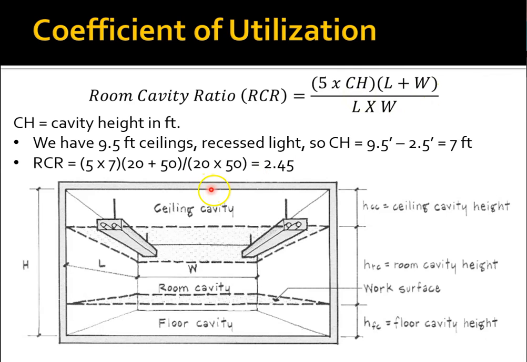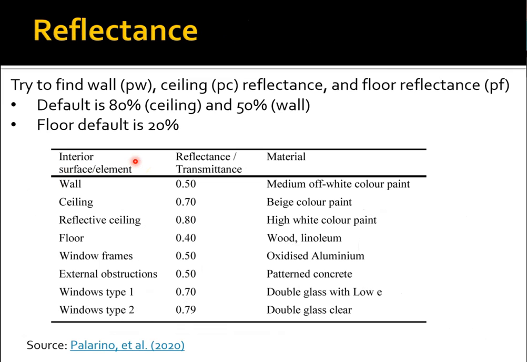20 by 50. So we plug it in, and we get 2.45. Okay, easy math once you can figure it out. All right, so that's our RCR is 2.45. So remember that. So now we need our ceiling and wall reflectance.